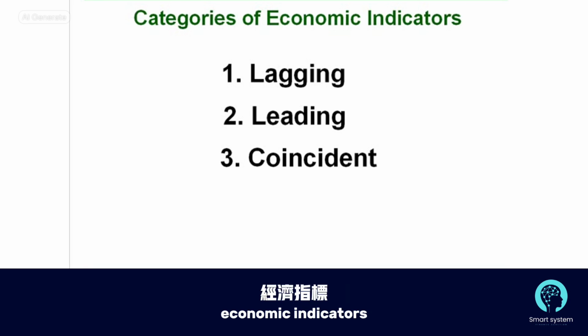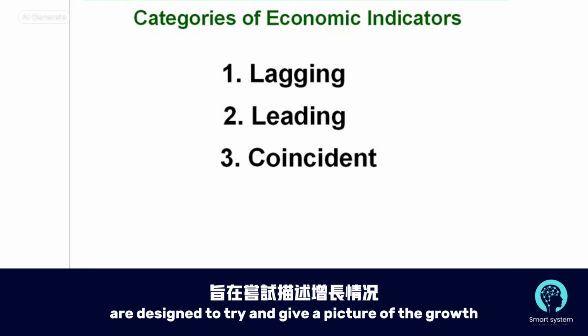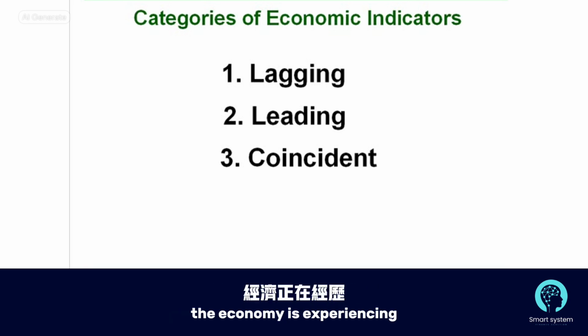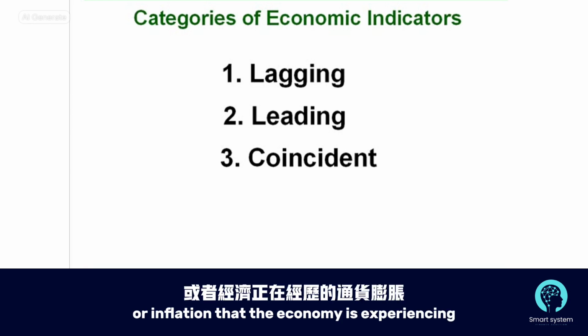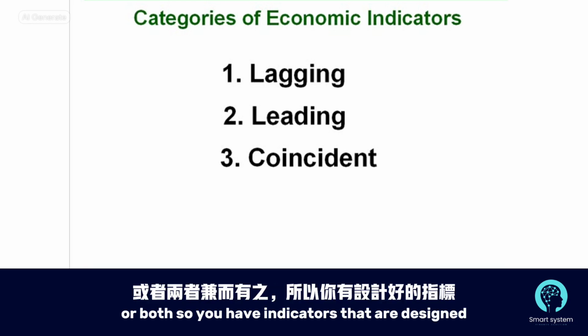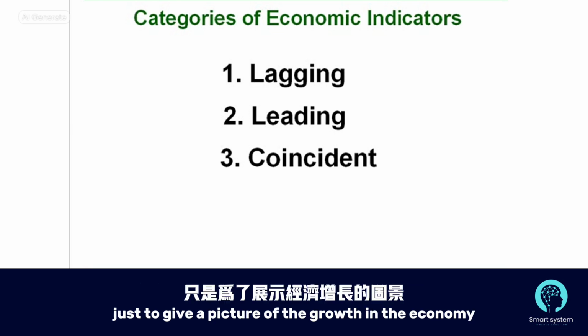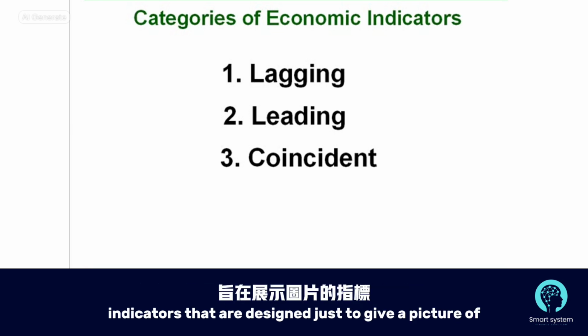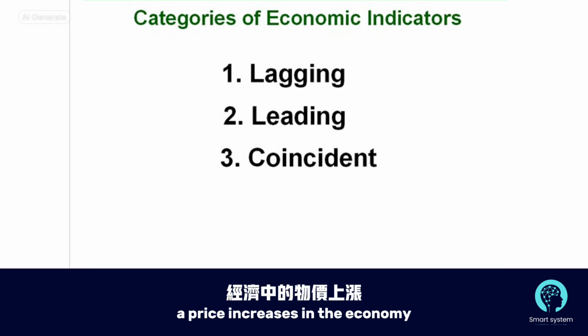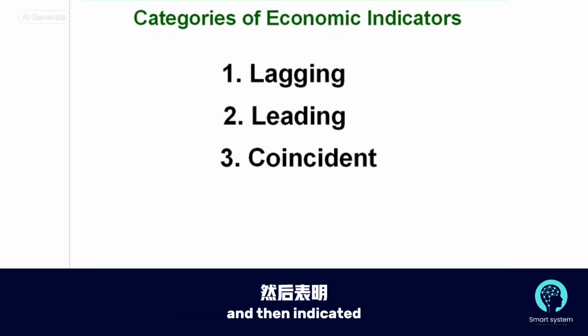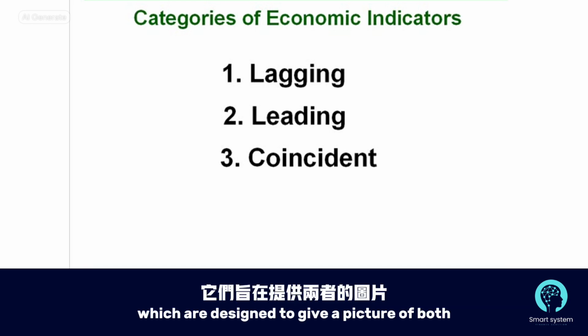Economic indicators are designed to try and give a picture of the growth the economy is experiencing, the level of price increases or inflation that the economy is experiencing, or both. So you have indicators that are designed just to give a picture of the growth in the economy, indicators that are designed just to give a picture of price increases in the economy, and then indicators which are designed to give a picture of both.